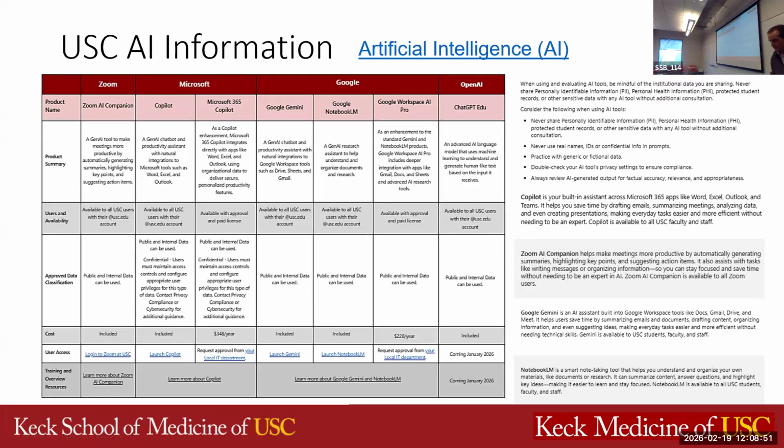So let's just go back here for a second. This column here in the middle says approved data classification, right? So Zoom is public and internal data. Microsoft is public and internal data as well as confidential data, right? Because obviously people are writing things in Word, they're putting things in Excel spreadsheets that are confidential USC information. That's all internal data. Everything else, Google, Gemini, Notebook, Workspace, and ChatGPT, it says public and internal data.